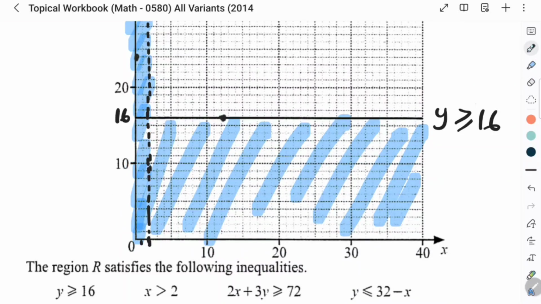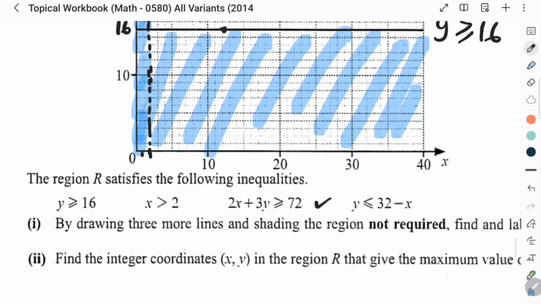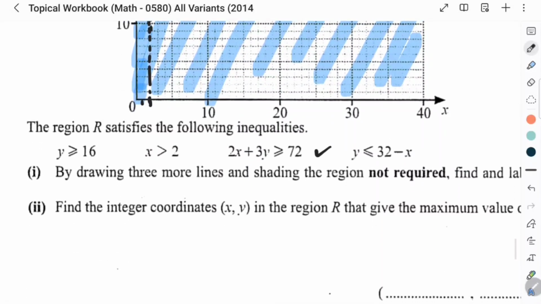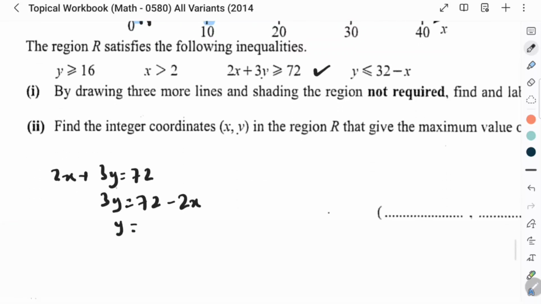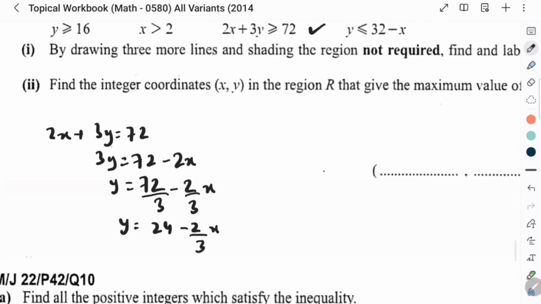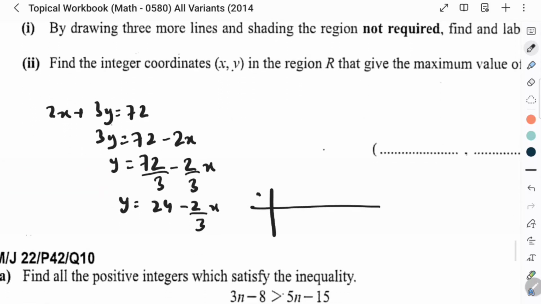Now the next line is 2x plus 3y is equal to 72. For that you need to find the coordinates. 3y is equal to 72 minus 2x, and y is equal to 72 upon 3 minus 2 over 3x. And 72 upon 3 is 24. So y is equal to 24 minus 2 over 3x. Now we'll try to take multiples of 3.